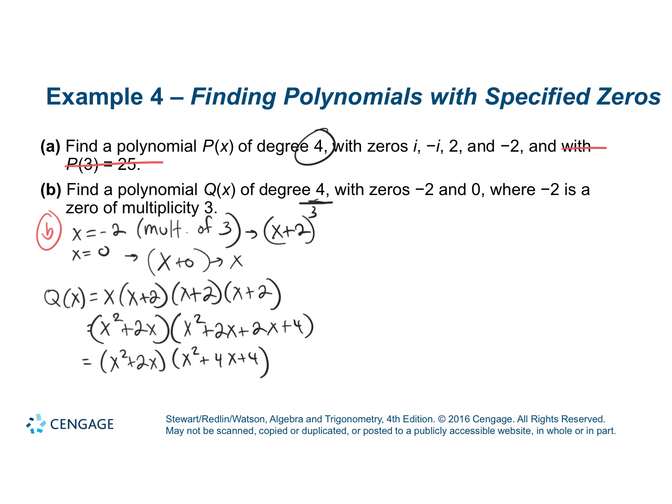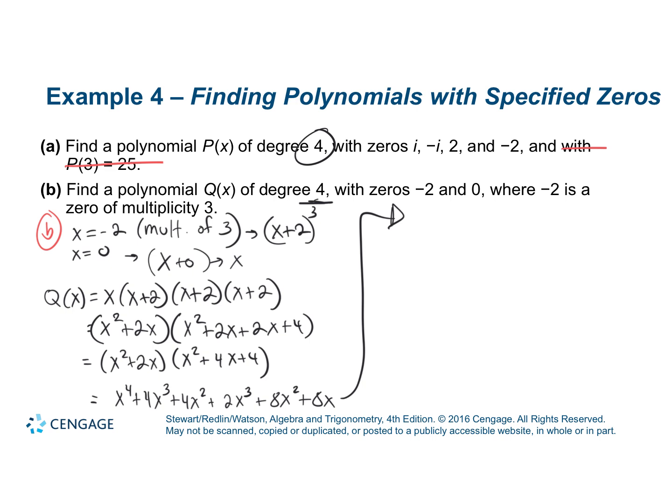I'm going to go ahead and FOIL the x squared plus 2x with the x squared plus 4x plus 4. This is going to give me x to the 4th plus 4x cubed plus 4x squared plus 2x to the 4th, 2x to the 3rd, 8x squared, and 8x. Now I'm going to go ahead and simplify them.